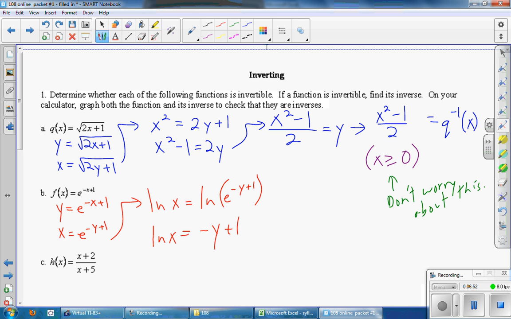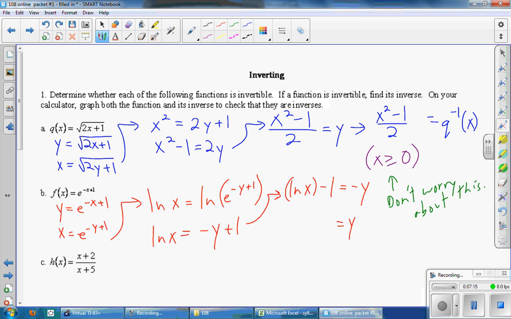Still trying to solve for y, so we can maybe subtract 1 from both sides. I'm going to put parentheses here. Let's try that again. Ln of x, subtract 1 from both sides. And then maybe multiply or divide both sides by -1. I'm just going to write this guy as 1 minus ln of x. Pause the video if that's not clear. Figure it out and then come back.